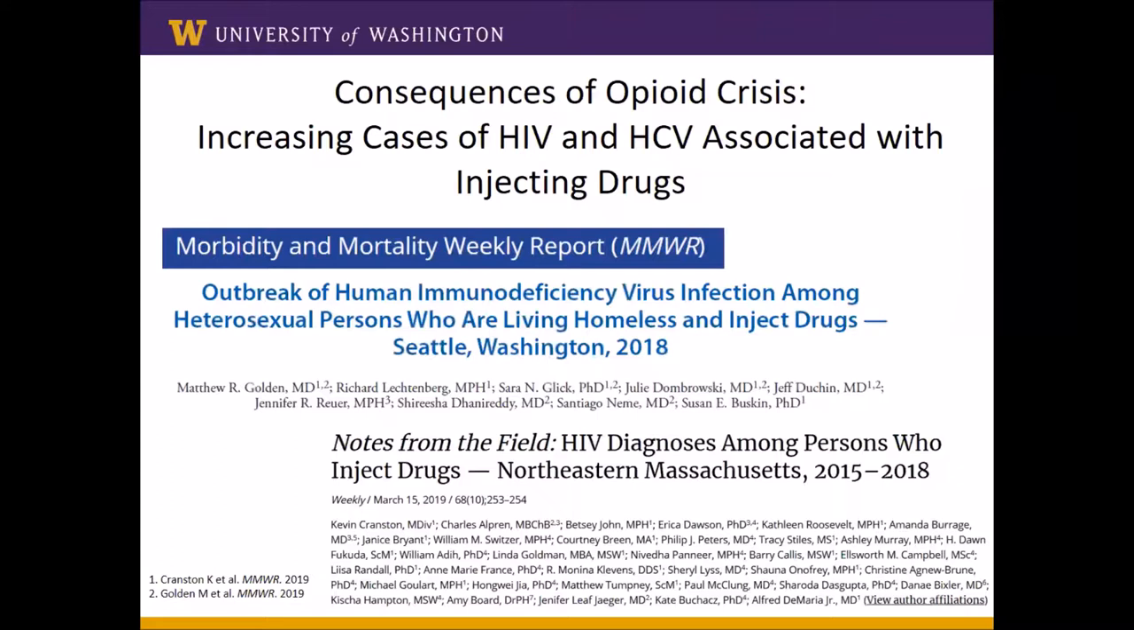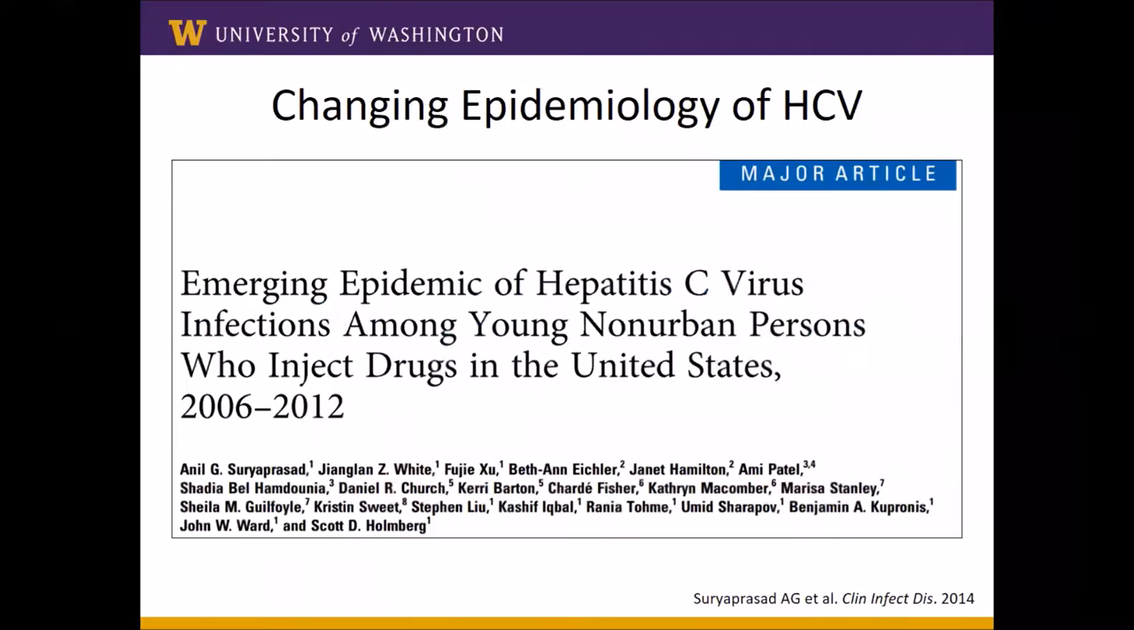Since that initial outbreak in Indiana, there have been subsequent HIV outbreaks associated with injecting drugs reported in northeastern Massachusetts and just recently here in Seattle. As a consequence of the opioid crisis, there's actually been a shift in the epidemiology of hepatitis C with an increase in cases among young adults and in rural areas. This was first reported in this paper in CID in 2014.